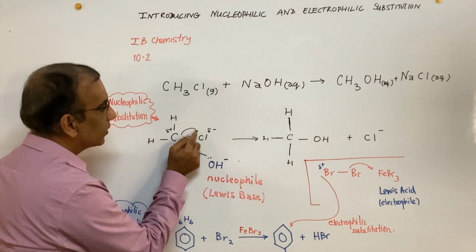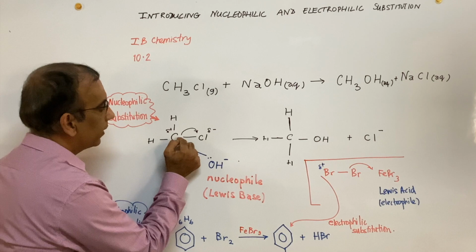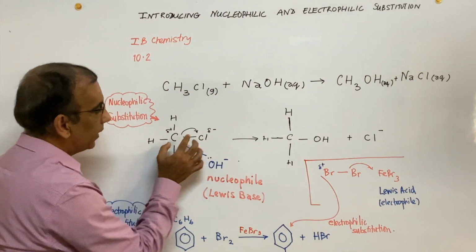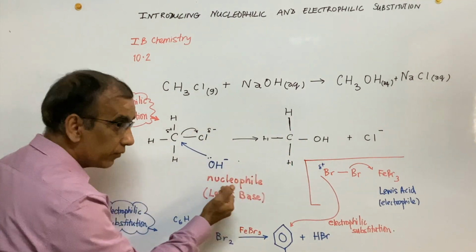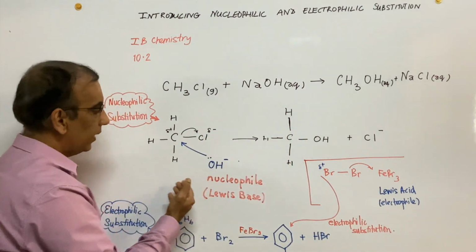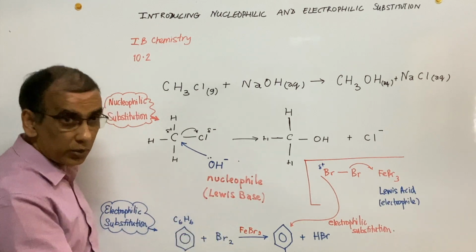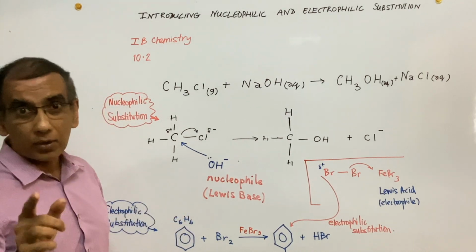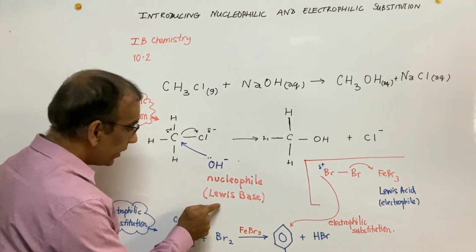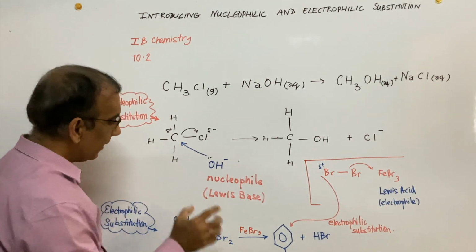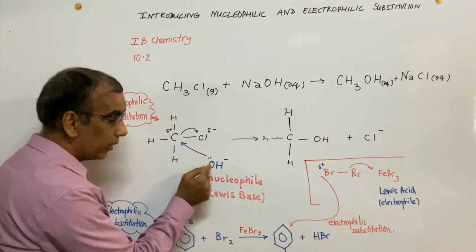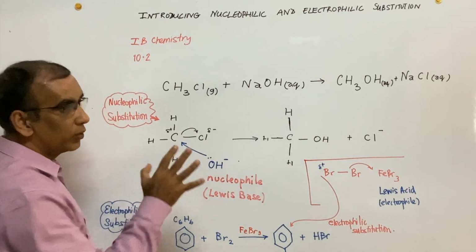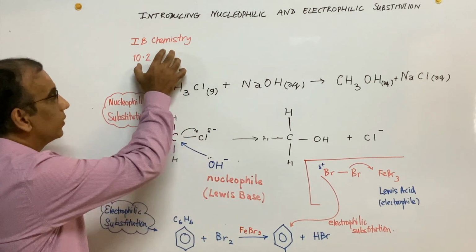Here you see this double-headed arrow symbolizing that a pair of electrons goes over this way, and this pair of electrons comes in this way, and chlorine is pushed out, and hydroxide comes in its place, and you have a nucleophilic substitution. Hydroxide is described as a nucleophile, and it can also be described as a Lewis base. A Lewis base being a species that has a lone pair which it can donate to another species. So that's one of the two important reactions I want to highlight to you in 10.2.